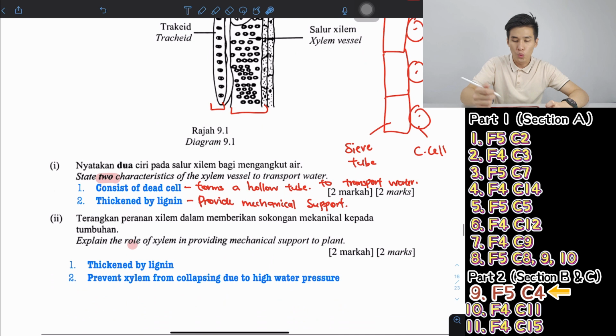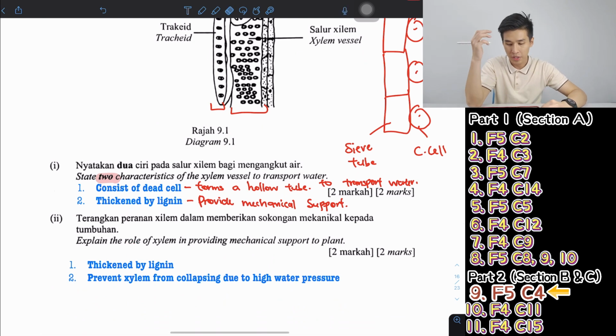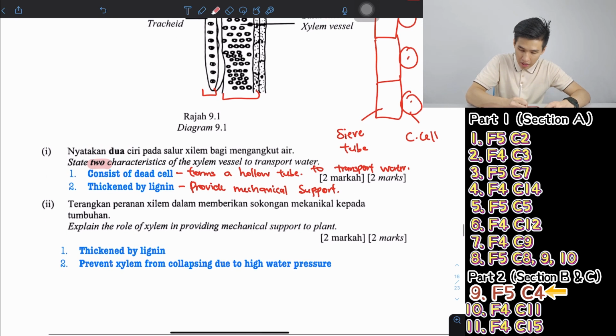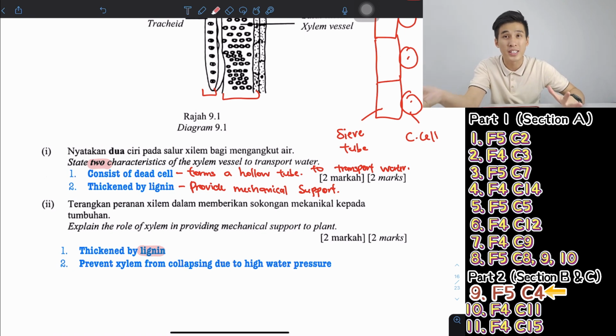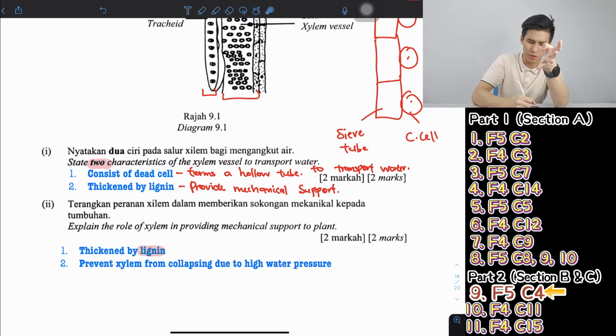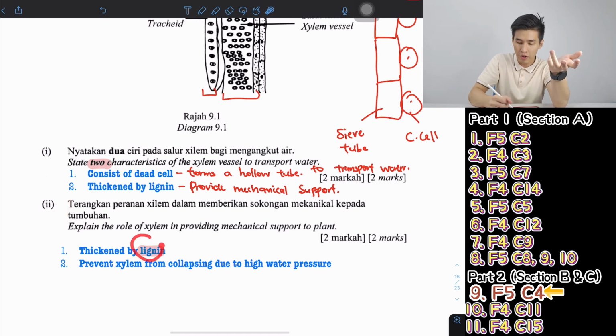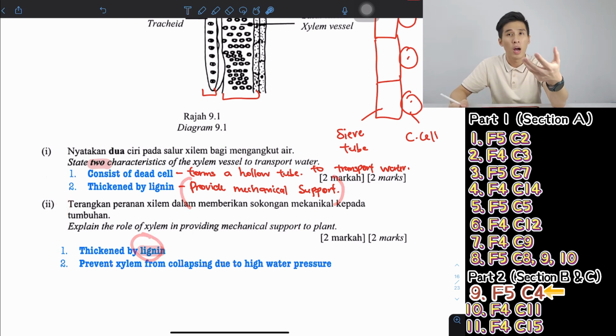They ask, explain the role of xylem in providing mechanical support. So the lignin, just now we said, provides mechanical support, right? So how does it provide mechanical support? It is because it has lignin. So it's a bit like repeating this point over here. But you cannot just go and say, oh, the lignin provides mechanical support. So how does lignin provide mechanical support? What's so special about this lignin?